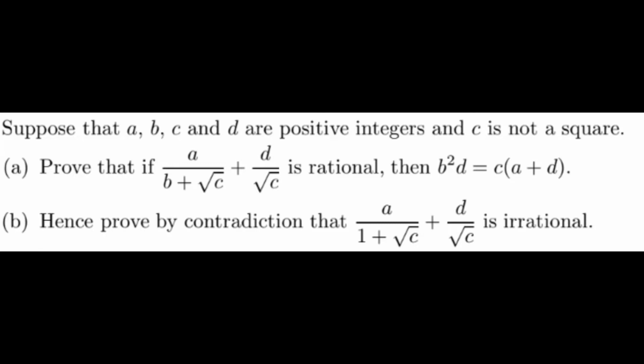The key facts that we're given seem a bit innocuous at first, but the key facts that we're going to rely upon are that a, b, c, and d are positive integers, and that c is not a square, which is a bit of a random thing to throw in, so you know that it's going to become important.